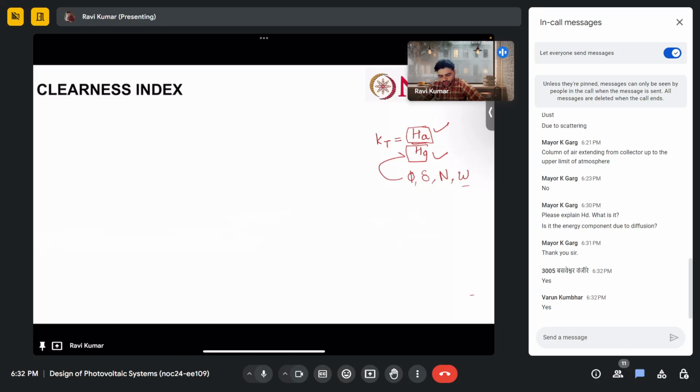Then how will you calculate this HA? HA you need to measure, because you cannot calculate HA using formulas, because it will be impacted by cloud movement, wind, and dust. So many particles or things will be there. So there is a device known as a pyranometer. Have you seen a pyranometer, anyone? In real life? No.